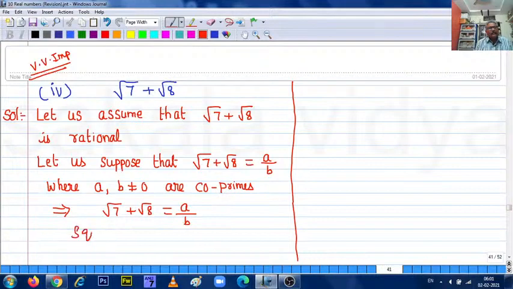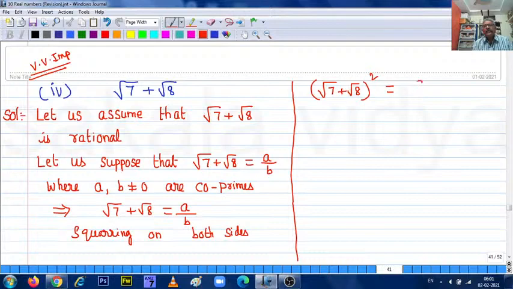Squaring on both sides. This is an important step. Squaring on both sides means root 7 plus root 8 whole square equals a upon b whole square. Don't worry, I will explain how to square.